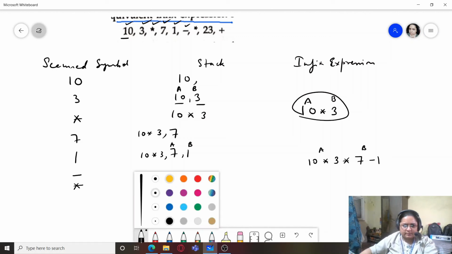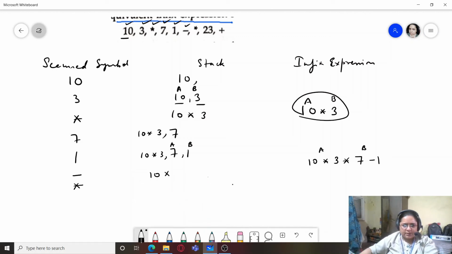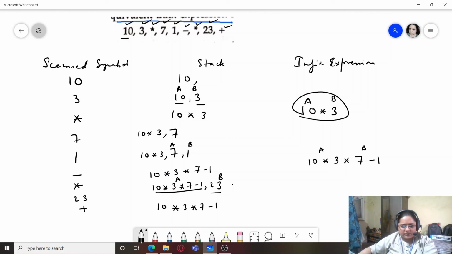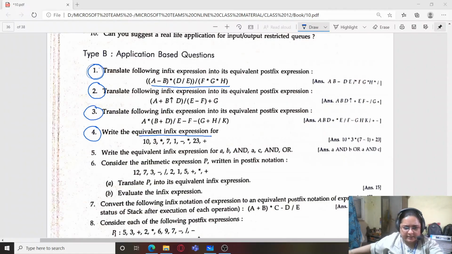So now my expression is like this: 10 into 3 multiplied by 7 minus 1. So this was multiplication. Then we have 23. So 23 will be simply pushed to the stack like this. Then we have a plus. So this whole is A and this is B. So it would be 10 into 3 into 7 minus 1 plus 23. So this is the infix expression. Let us check the answer.